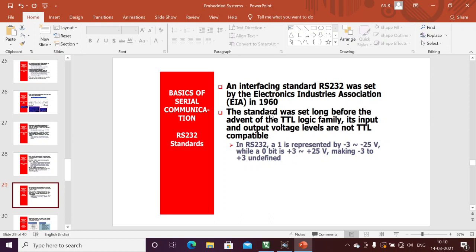In RS-232, logic 1 is represented by -3 to -25 volts, while logic 0 is +3 to +25 volts, making -3 to +3 volts undefined. This is the RS-232 standard. TTL logic 1 means 5 volts, and in RS-232 it is converted to -3 to -25 volts. TTL logic 0 means 0 volts, and it is converted to +3 to +25 volts.